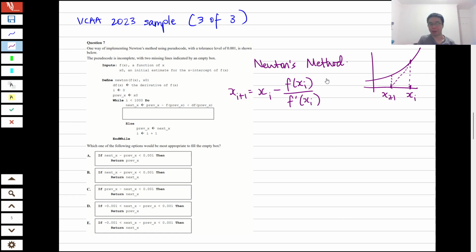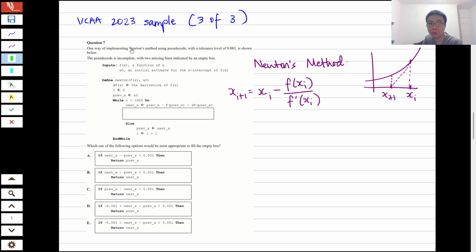Now, I'll leave it to you to derive this formula if you haven't seen it already. If you're doing year 12 methods at this time of the year, you probably haven't seen it yet. So you'll come across this soon and you'll derive this formula. Now, in this question, this is as close as we get to writing pseudocode. Essentially, we have a partially completed implementation of Newton's method in pseudocode. And we need to choose from a range of alternatives.